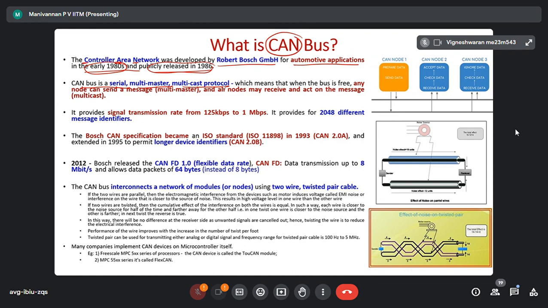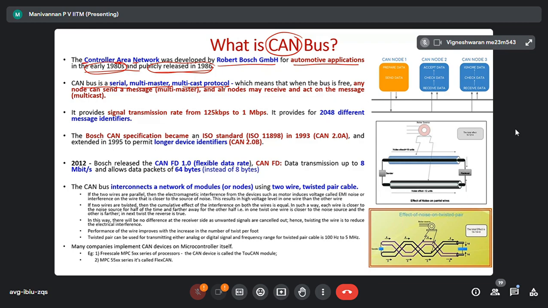In case of CAN bus, you can connect multiple devices, just like your SPI. 1, 2, 3, 4, even up to 256 devices you can connect in CAN bus. And the other main advantage between SPI and CAN bus is any device connected in CAN bus can become master at any time.